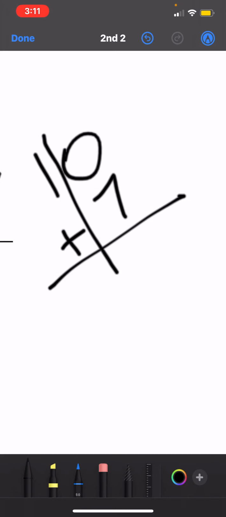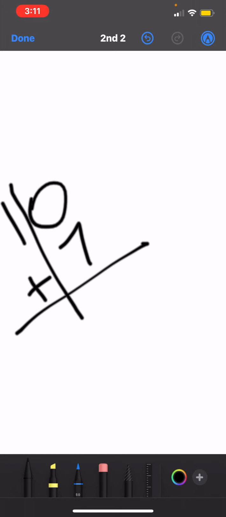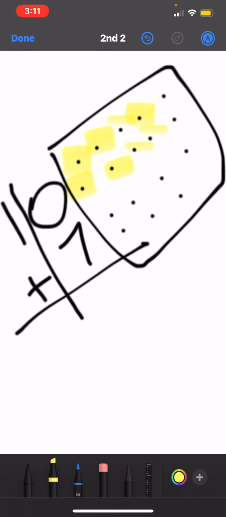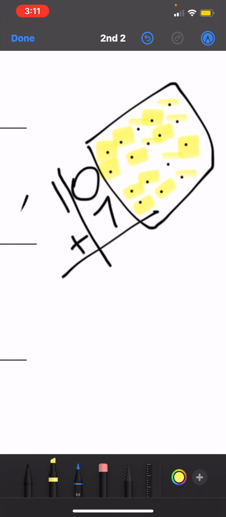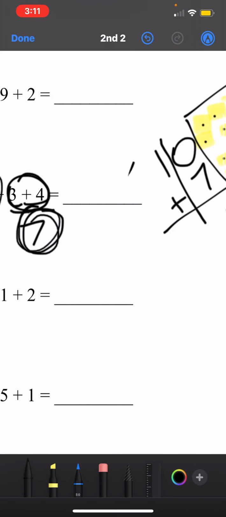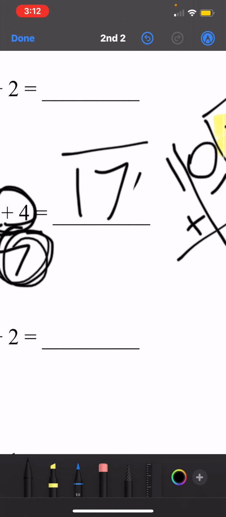So then if we add, let's do the dots again. 1, 2, 3, 4, 5, 6, 7, 8, 9, 10. Number 7 is 1, 2, 3, 4, 5, 6, 7. Let's combine them. Let's count. 1, 2, 3, 4, 5, 6, 7, 8, 9, 10, 11, 12, 13, 14, 15, 16, 17. There are 17 dots, which means 10 plus 7 equals 17. So our answer in total is 17.